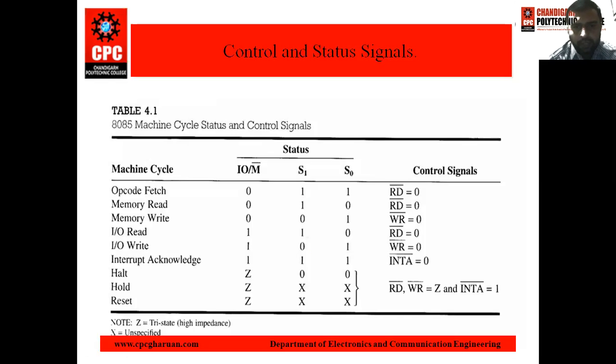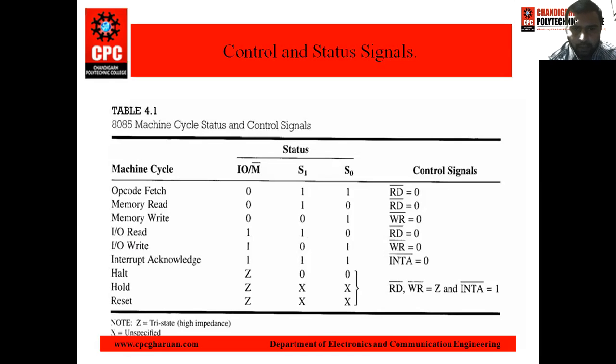If the value is 1, 1, 0, then the input output read operation is performed. If the value is 1, 0, 1, then the input output write operation is performed. If the value is 1, 1, 1, then interrupt acknowledgement takes place, or we can say that the microprocessor handles the interrupt.